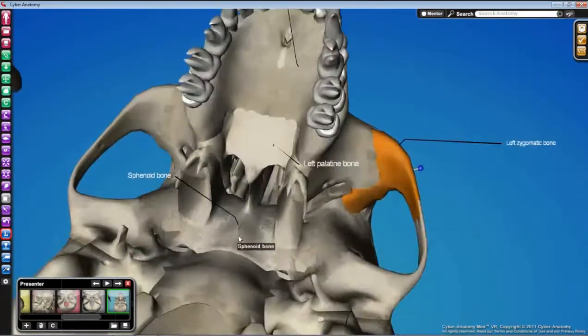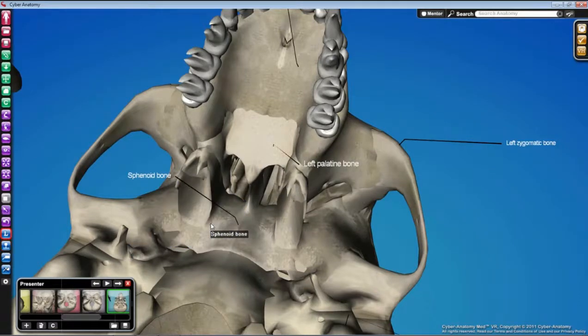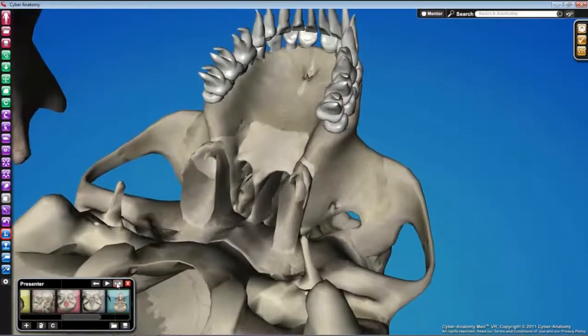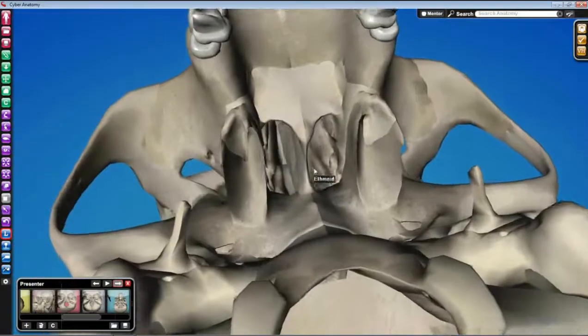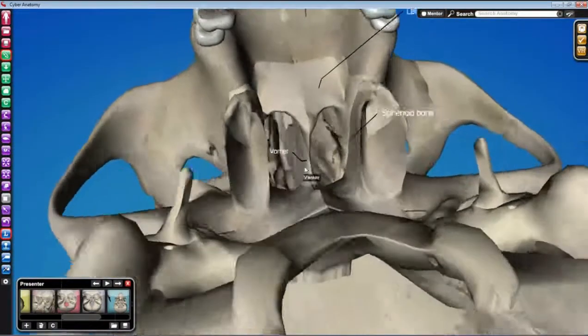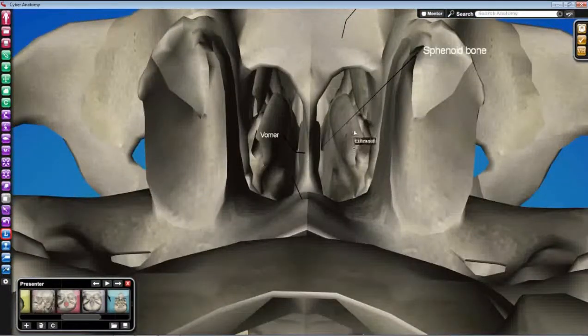Sphenoid is also visible from below. It has a lot of parts in this area, including the medial and lateral pterygoid plates. So have a look at that, see if you can figure out all the parts of the sphenoid in this area. And then if you look closely at the nasal cavity, there's a small bone that forms part of the nasal septum. That's the vomer. And then you may also be able to see some of the nasal conchas from within the nasal cavity as you work your way in there.